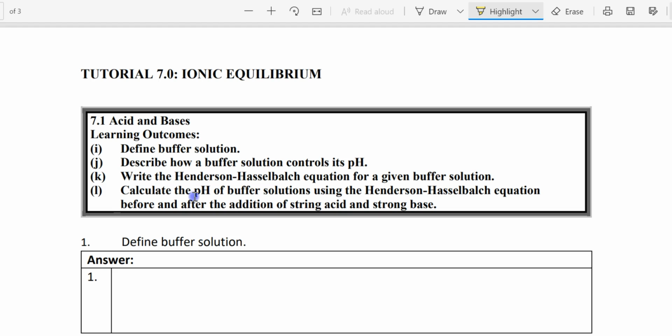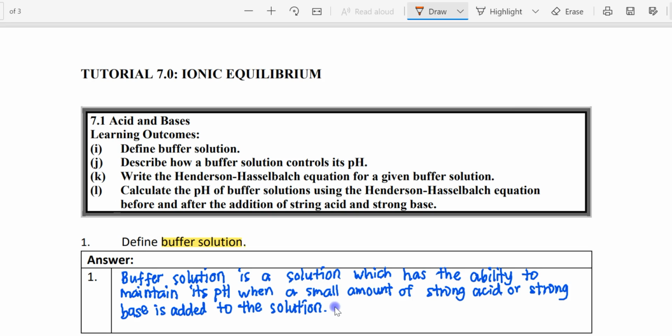Alright, today I would like to discuss a tutorial question that refers to the buffer solution and its calculation. The first question here: define buffer solution. So this is the answer. A buffer solution is a solution which has the ability to maintain its pH when a small amount of strong acid or strong base is added to the solution. For a definition question, you will get 1 mark.